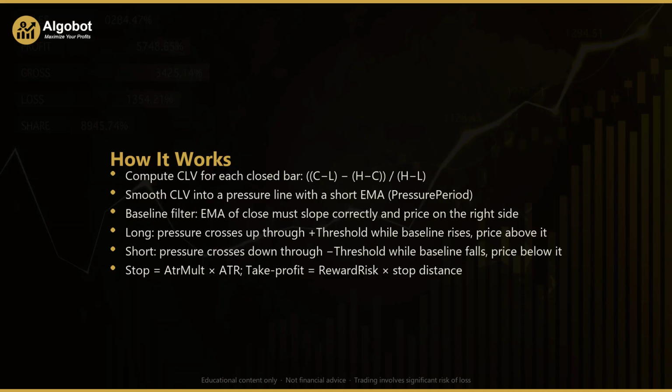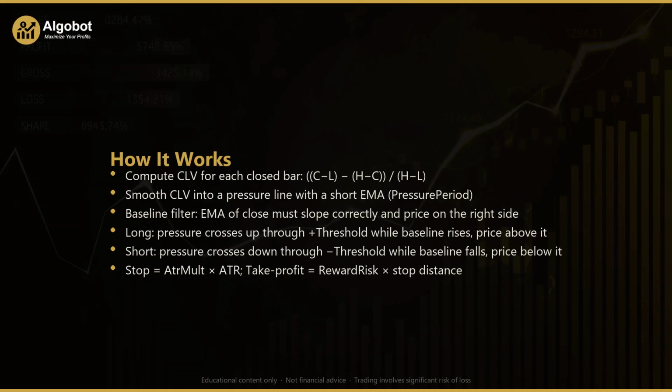Let's walk through the mechanics step by step. On each newly completed bar, the EA takes the bar that just closed and computes its close location value. The formula subtracts the distance from the high to the close from the distance from the close to the low, then divides by the total range. That gives a sign number between -1 and +1. A flat bar with no range simply reads as neutral 0.